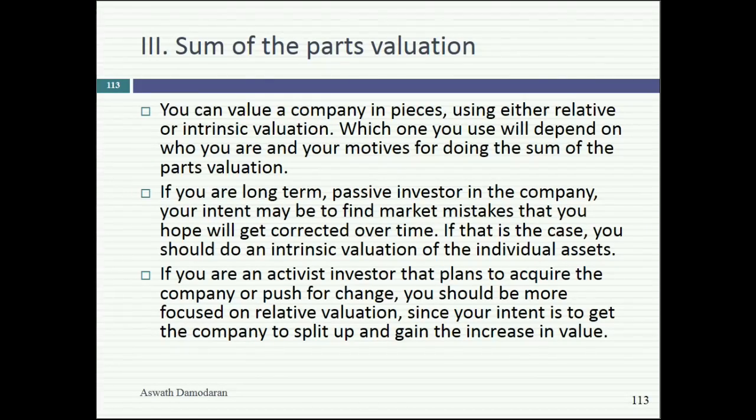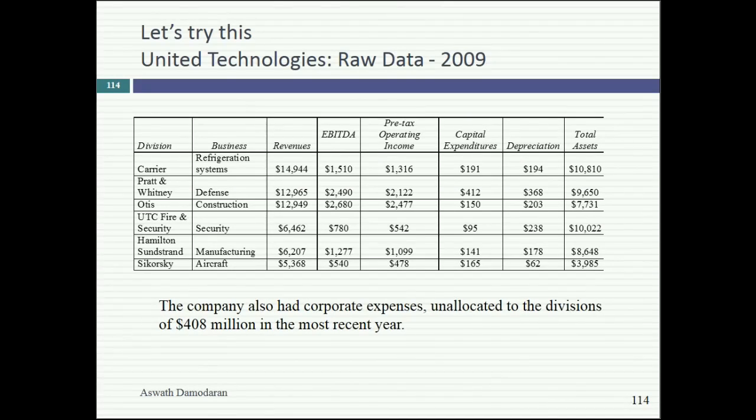So rather than talk about this in the abstract, I'm going to take an actual company, a multi-business company, and show you how to do a sum of the parts assessment of the company. The company I'm going to use is called United Technologies. Have you heard of this? It's like a poor man's GE. Basically, it's a conglomerate, but not in as many businesses. I didn't want to do GE because I'd have to fill in 3 pages just with the data, so this will keep it compact.